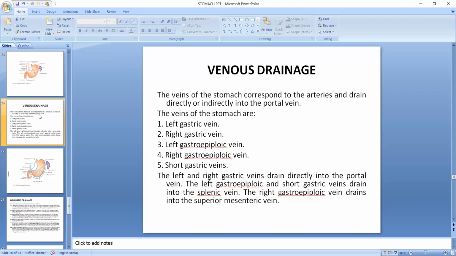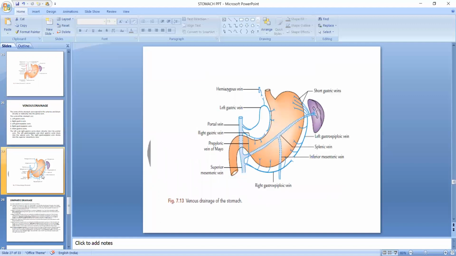The left gastroepiploic and short gastric veins drain into the splenic vein, and the right gastroepiploic vein drains into the superior mesenteric vein. In this picture, we can see the portal vein, and many veins drain into the portal vein and splenic vein. Some veins drain into the splenic vein, and some into the inferior mesenteric vein. And all these veins lastly drain into the portal vein and superior mesenteric vein.